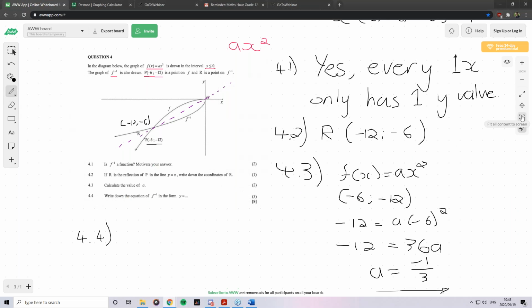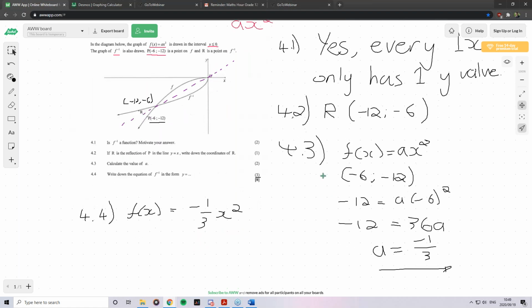Alright, I'm just going to give the answer quickly. This is ironically the easiest part of it, and it's worth 3 marks. This is literally just what we did earlier. We said f of x is equal to minus 1 over 3 x squared.